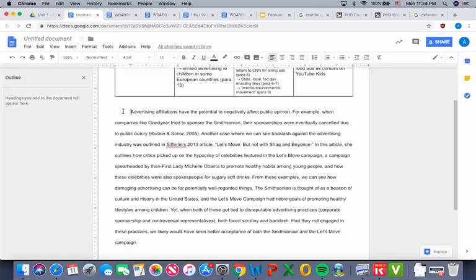In this article, she outlines how critics picked up on the hypocrisy of celebrities featured in the Let's Move campaign, a campaign spearheaded by then First Lady Michelle Obama to promote healthy habits among young people, and how these celebrities were also spokespeople for sugary soft drinks. From these examples, we can see how damaging advertising can be for potentially well-regarded things. The Smithsonian is thought of as a beacon of culture and history in the United States, and the Let's Move campaign had noble goals of promoting healthy lifestyles among children. Yet, when both of these got tied to disreputable advertising practices, corporate sponsorship, and controversial representatives, both faced scrutiny and backlash. Had they not engaged in these practices, we likely would have seen better acceptance of both the Smithsonian and the Let's Move campaign. So, not perfect, but it's a good start.